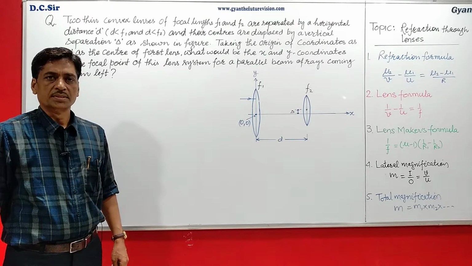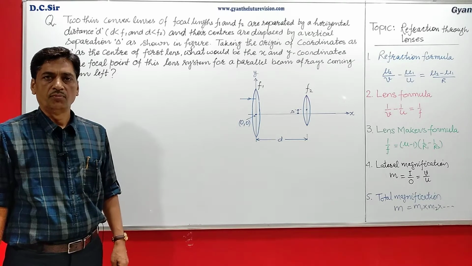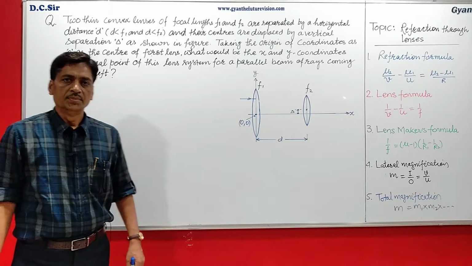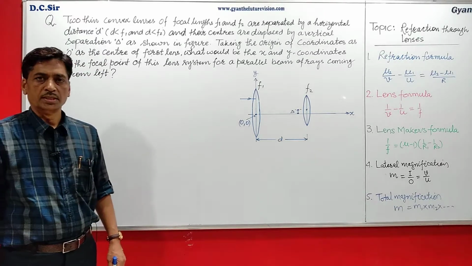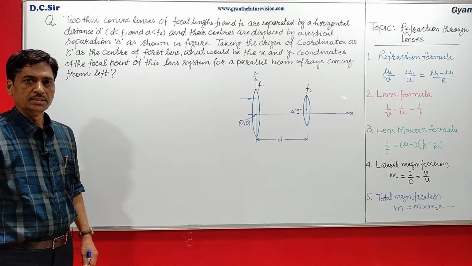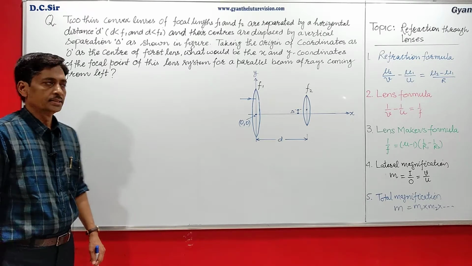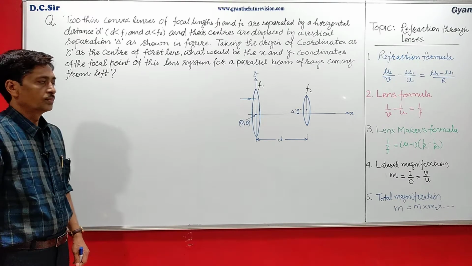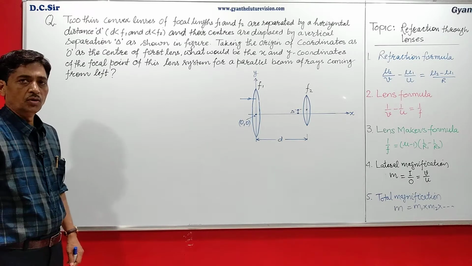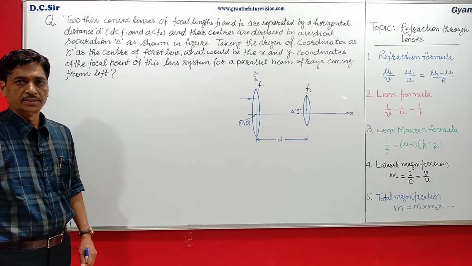Students, I am going to discuss a problem of thin lenses. The problem is: two thin convex lenses of focal length f1 and f2 are separated by a horizontal distance d, where d is less than f1 and d is also less than f2, and their centers are displaced by a vertical distance delta, as shown in the figure. Taking the origin of coordinates as the center of the first lens, what would be the x and y coordinates of the focal points of the lens system for a parallel beam of rays coming from the left of the lens?